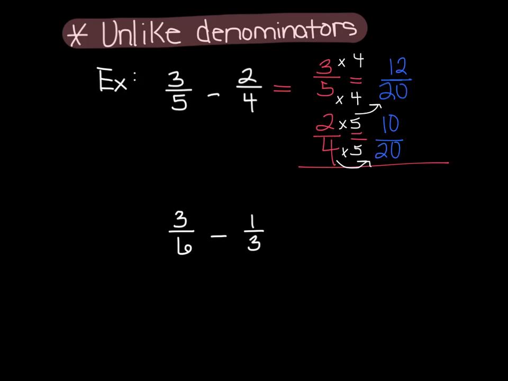Remember, we are subtracting. Because they're like denominators, now it's easy. Just subtract 12 minus 10. And I get 2/20. Is this my final answer? Nope. I need to simplify. 2/20, divide top and bottom by 2 to simplify to 1/10. There we go.